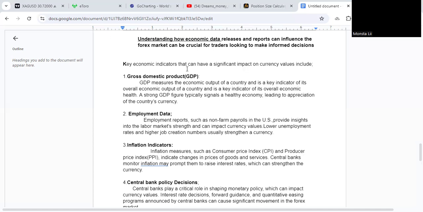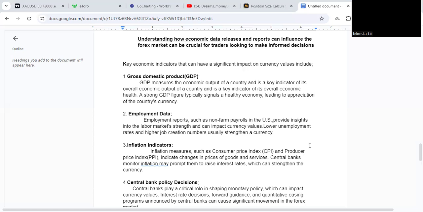So key economic indicators that can have a significant impact on currency values include, first of all, gross domestic product, GDP. GDP measures the economic output of a country and it's a key indicator of its overall economic health. Strong GDP figures typically signal a healthy economy, leading to an appreciation of the country's currency.